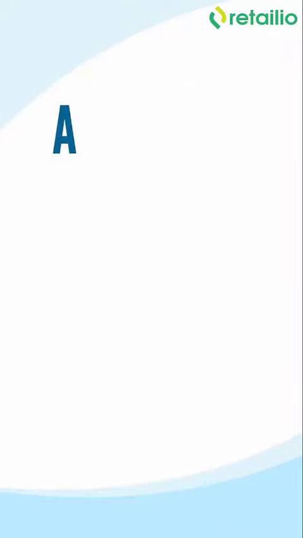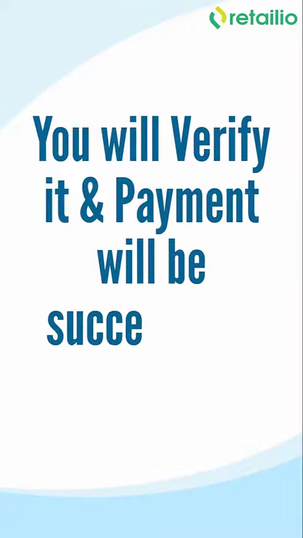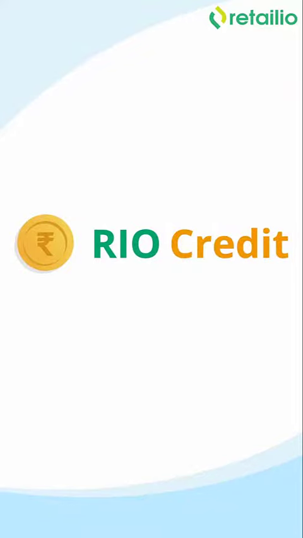After accepting, you will receive an OTP on your registered mobile number that you will verify and your payment will be successful. So, in this way, you can easily make payments for your invoices through RioCredit.